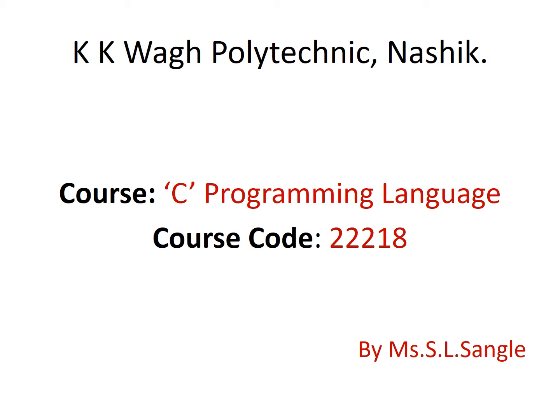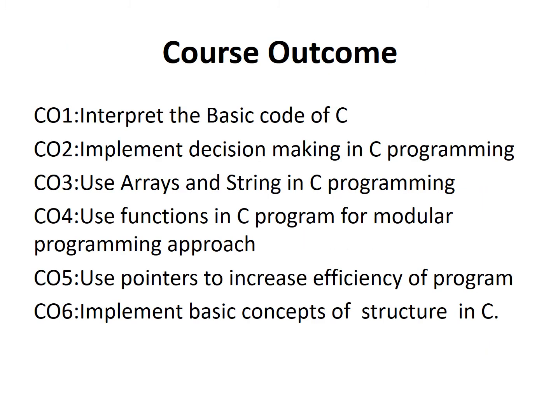In this video I am going to explain the course C programming language, and the course code for this is 22218. Course outcomes for this course are: interpret the basic code of C, implement decision making in C programming, use arrays and strings in C programming, use functions in C program for modular programming approach, use pointers to increase efficiency of program, implement basic concepts of structure in C.